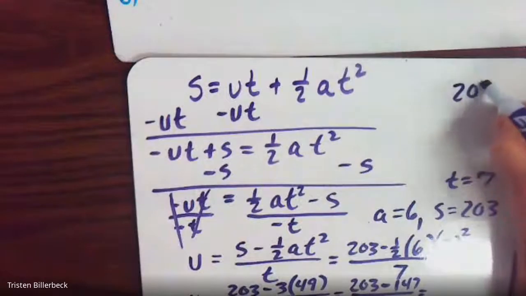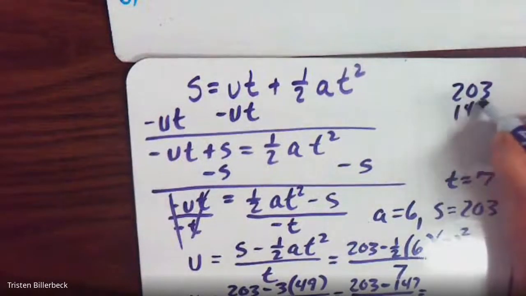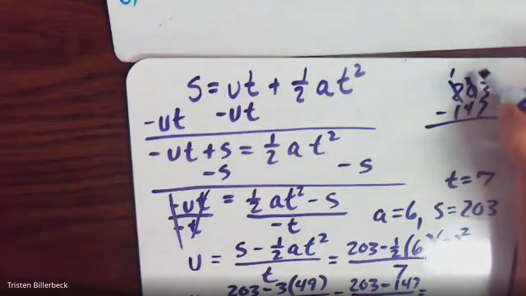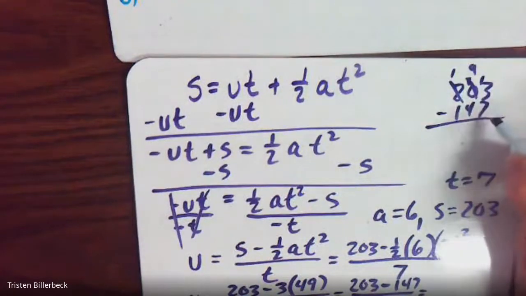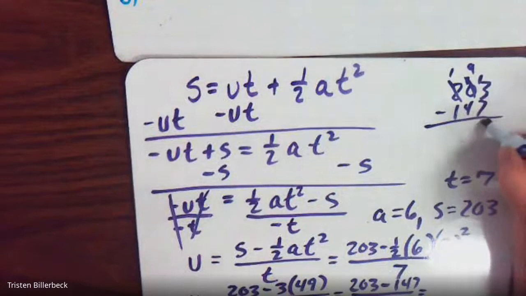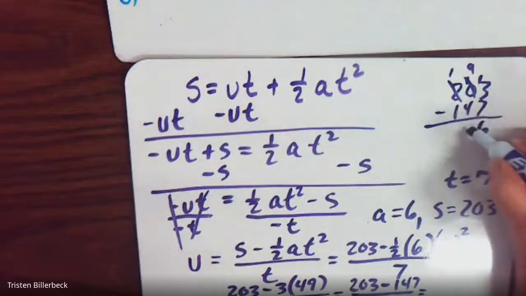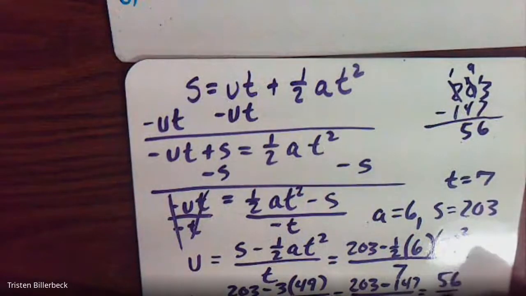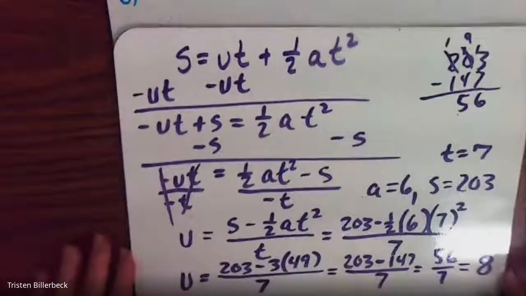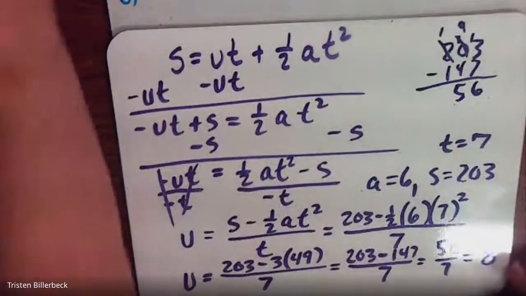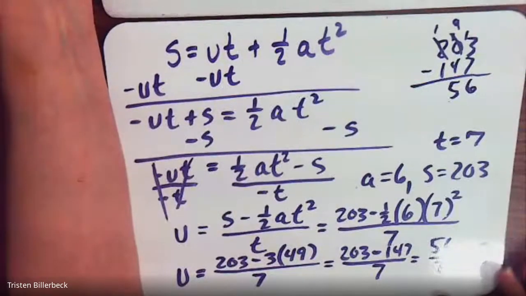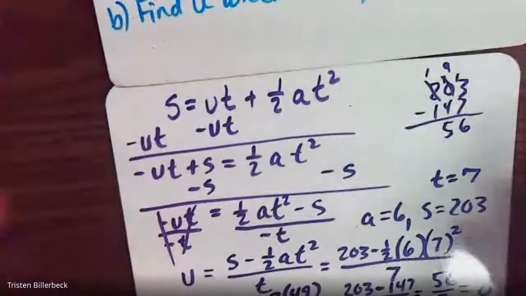So we have 203 minus 147. We're going to borrow one from over here, make that a 9, and get that one a 10. So we have 13 minus 7 is 6. 9 minus 4 is 5. So we have 56 over 7, and happy days, that's 8. So u is then 8. After all that hard work, u was 8. Okay, so let's go to the next problem.